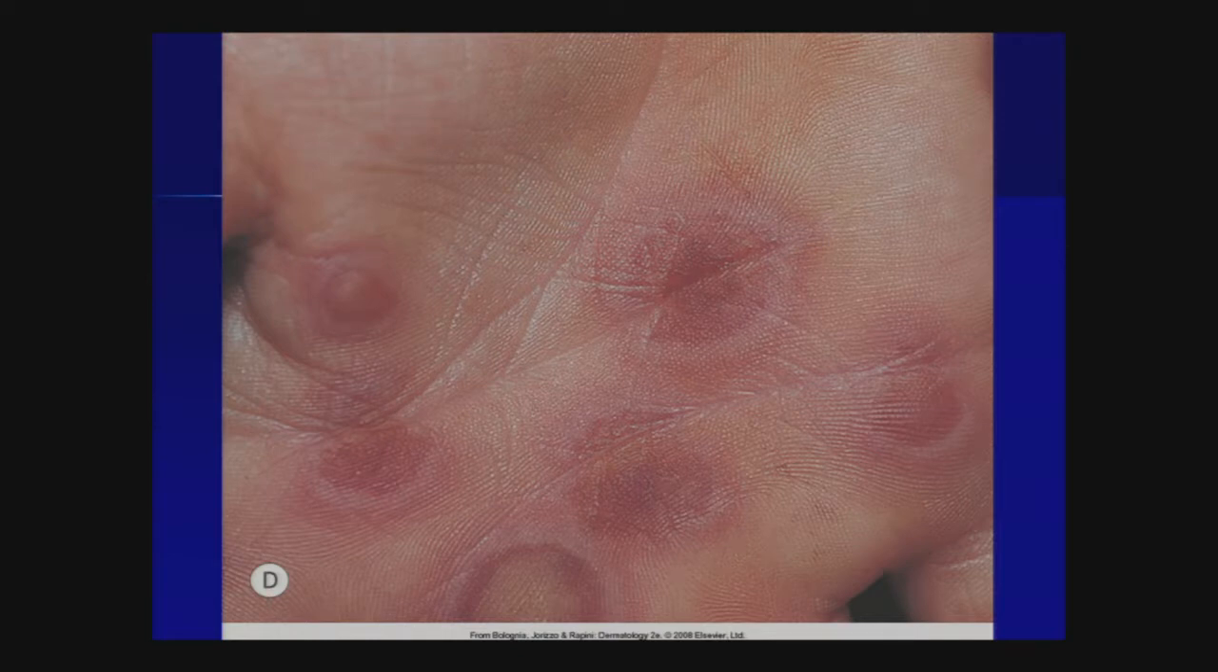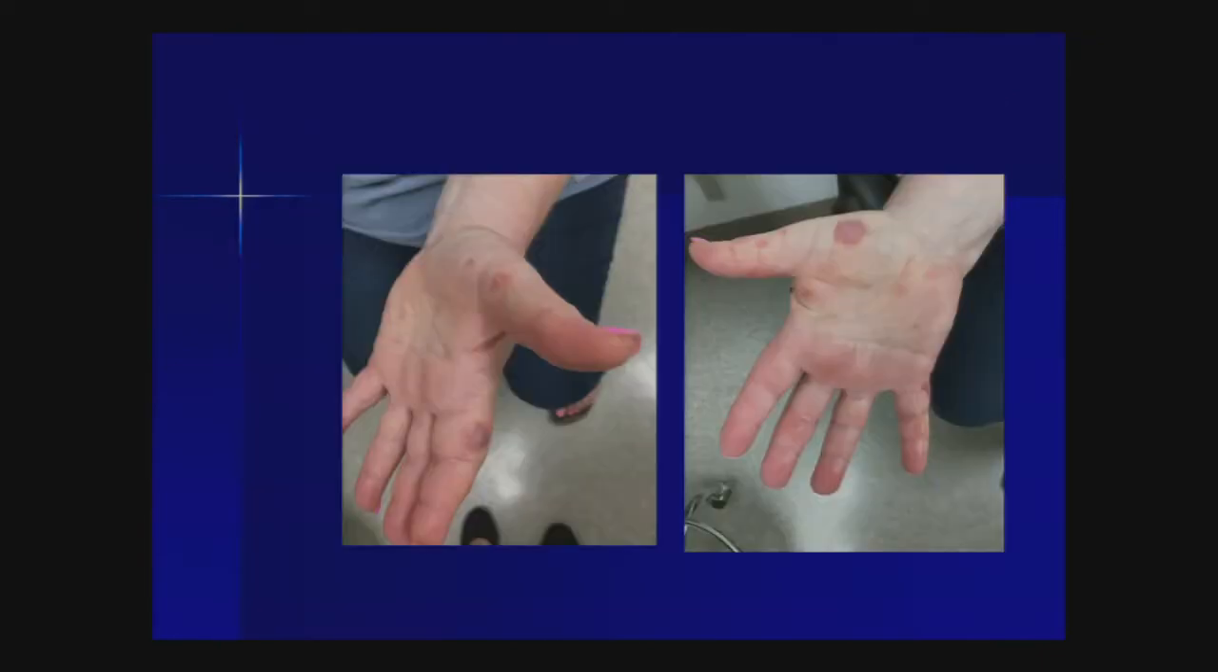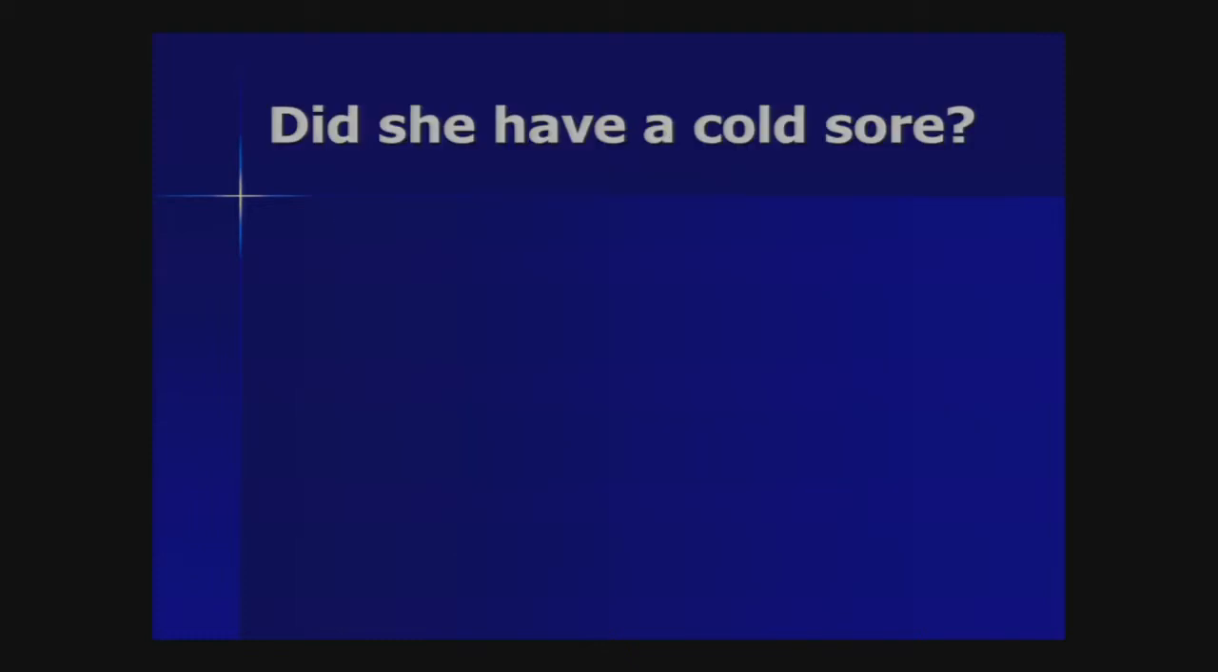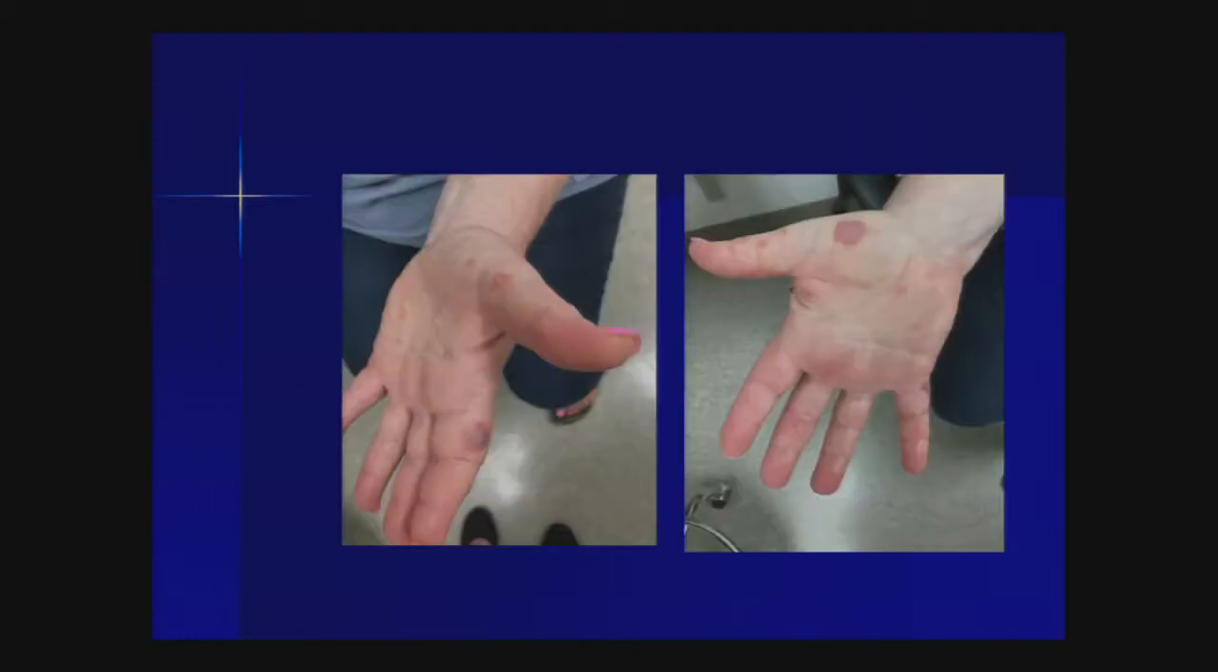It's fixed. We talked about urticaria that moves around, but this rash is fixed. And typically they're febrile and things like that. This is actually my patient who had this on her hands. Hers are a little bit more vesicular or bullous.